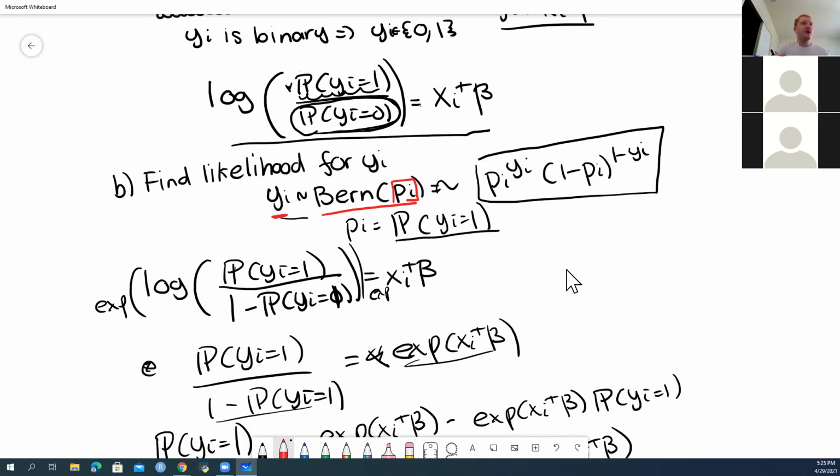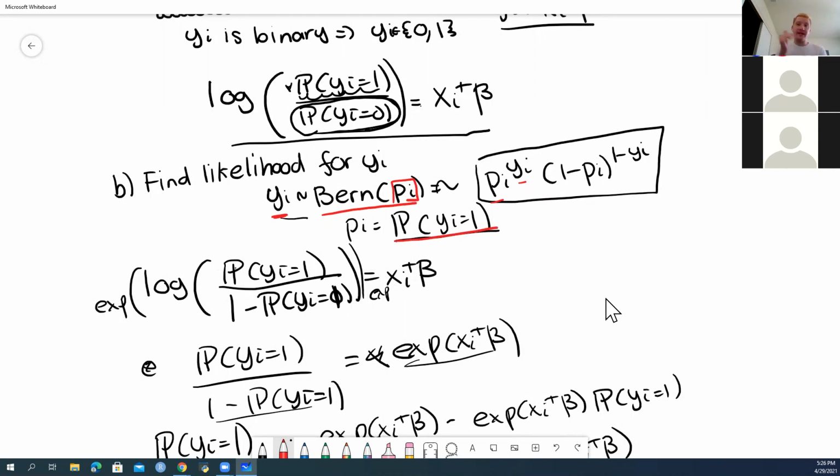And so with that, I can write the distribution as pi to the yi times 1 minus pi to the 1 minus yi. And that's just what the Bernoulli distribution is if you look it up. So then the question becomes, okay, what's pi? Because that's the parameter we defined, and that's equal to the probability that yi is equal to 1.